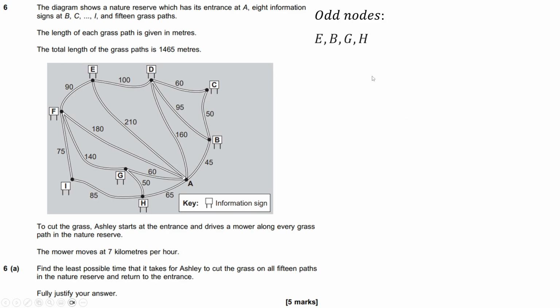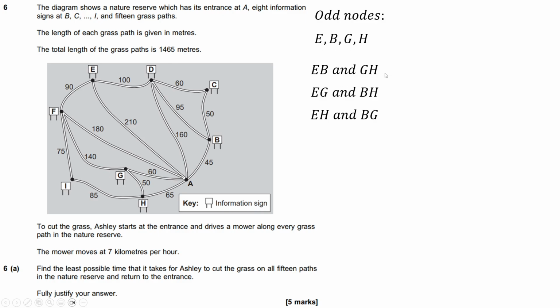So the odd nodes, I'd already mentioned them. It's these. So what we want to do is just pair them up and see what edges we can repeat. So we could have EB and then GH. We could have EG and BH. We could have EH and BG. And that's all. That's everything we can have. A quick check is doing 4 choose 2.